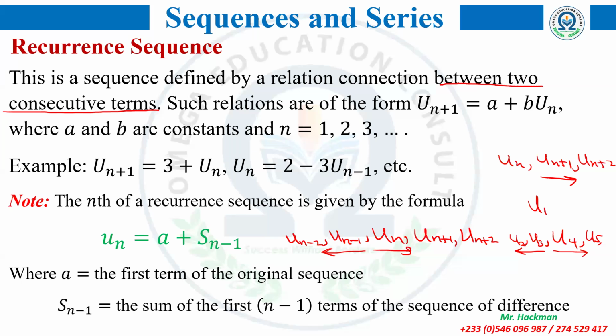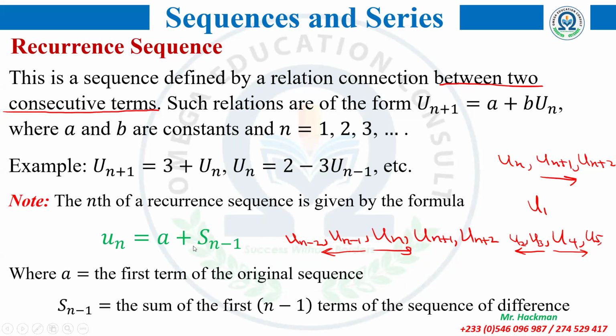So note, the nth term of a recurrent sequence is given by the formula. Even with the quadratic one, you can treat that as a recurrent sequence, and that's what we did. So you use the same formula for the quadratic to generate your u sub n for the recurrent sequence. And we said u sub n will be equal to a plus s sub n minus 1, where a is the first term of the given sequence. And s sub n minus 1 is the sum of the first n minus 1 terms of what? The sequence of difference. You remember where we just came from.